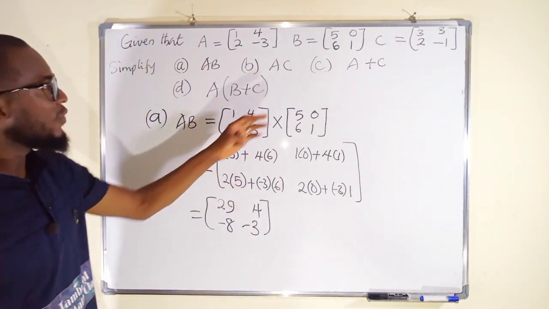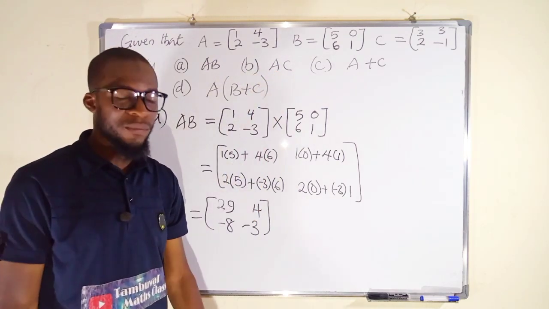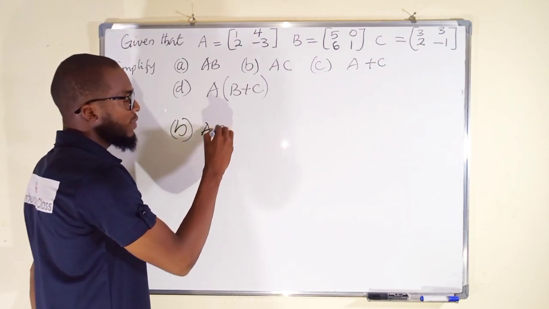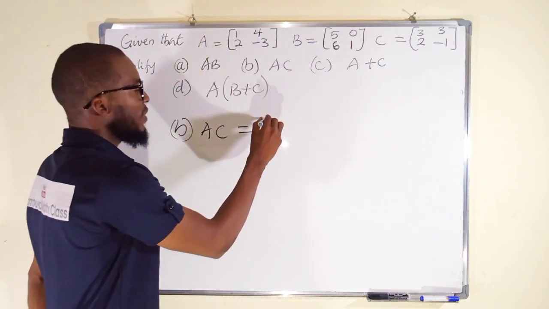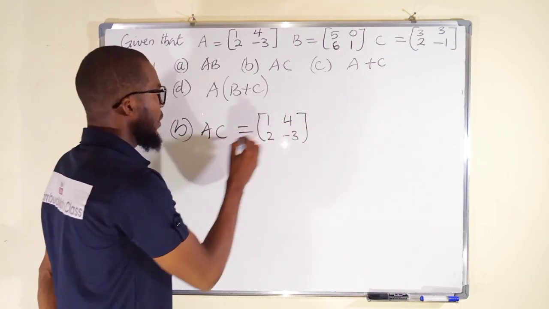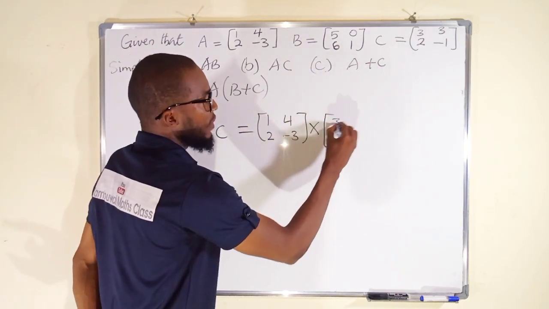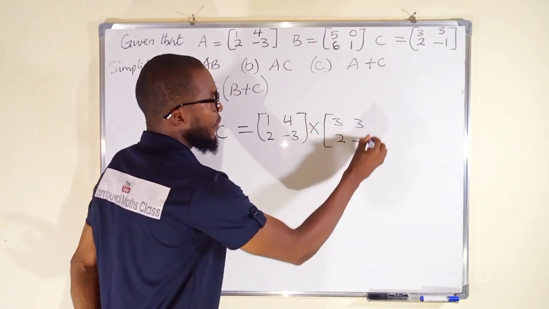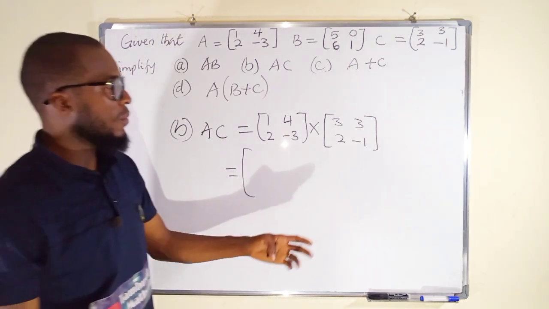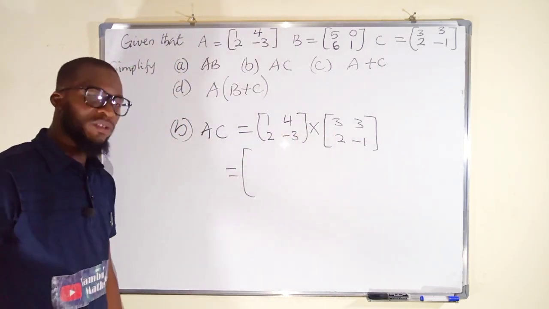All right, let us move on to the second one, which is a multiplication of matrix A by matrix C. We have A multiplied by C, which is the same thing as matrix A. We have it as 1, 2, 4, negative 3. And matrix C, we have it as 3, 3, 2, negative 1. This is equal to, as well, this is going to be a 2 by 2 matrix after multiplying these two matrices together.